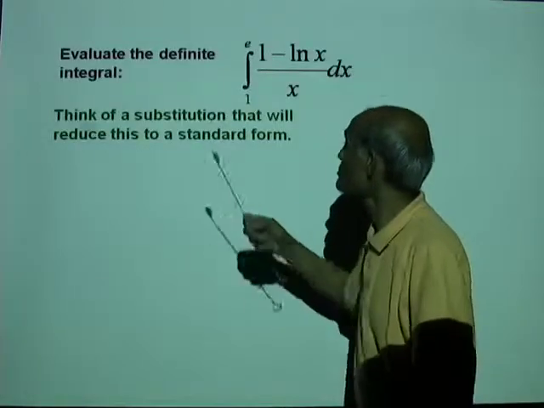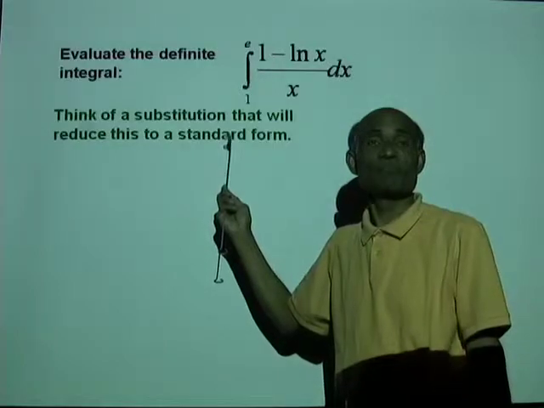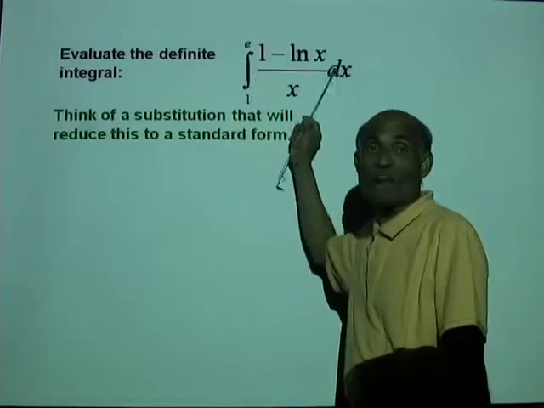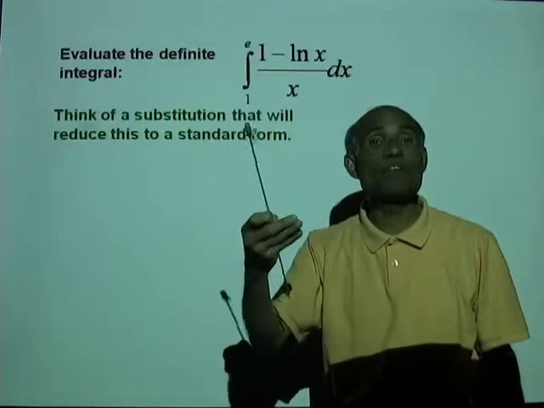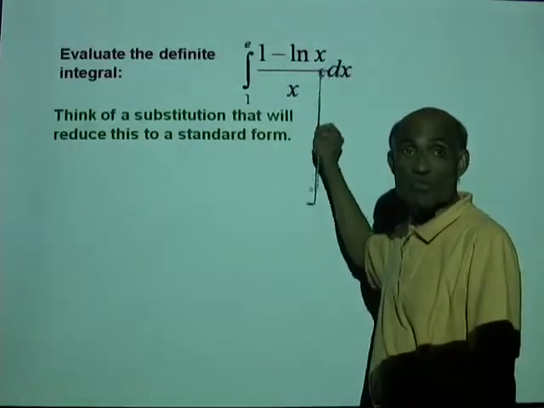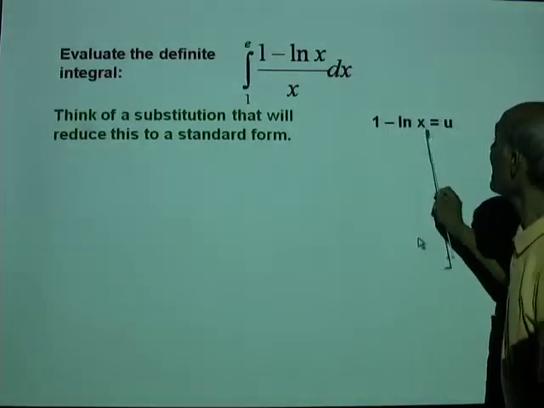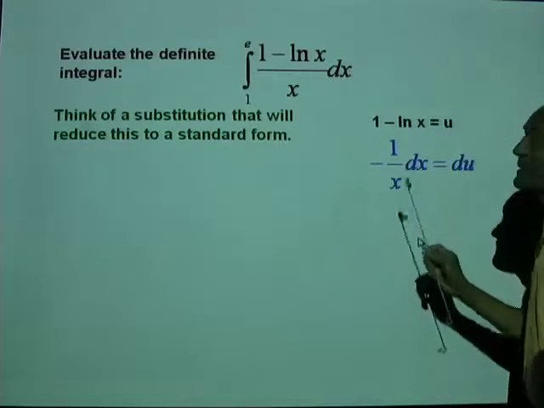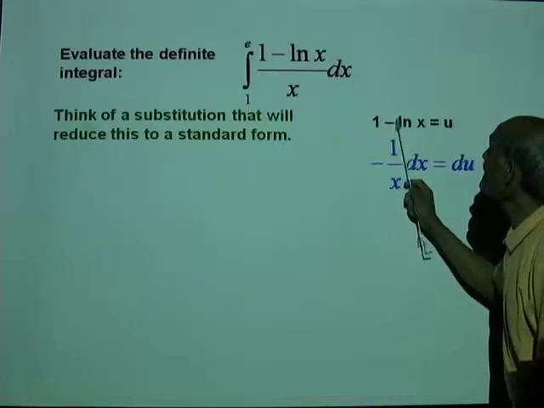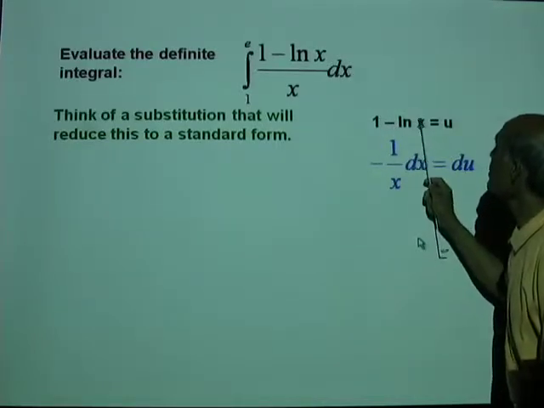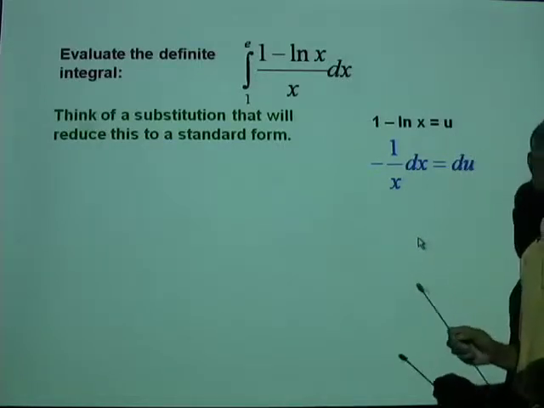Now think of a substitution that will reduce this to a standard form. It's very simple. 1 minus ln x equal to u. Why? Because the derivative of ln x contains 1 over x. That's right. So we say 1 minus ln x equal to u. The differential of 1 is 0. With the negative, the differential of ln x is 1 over x dx. Differential of u is du.